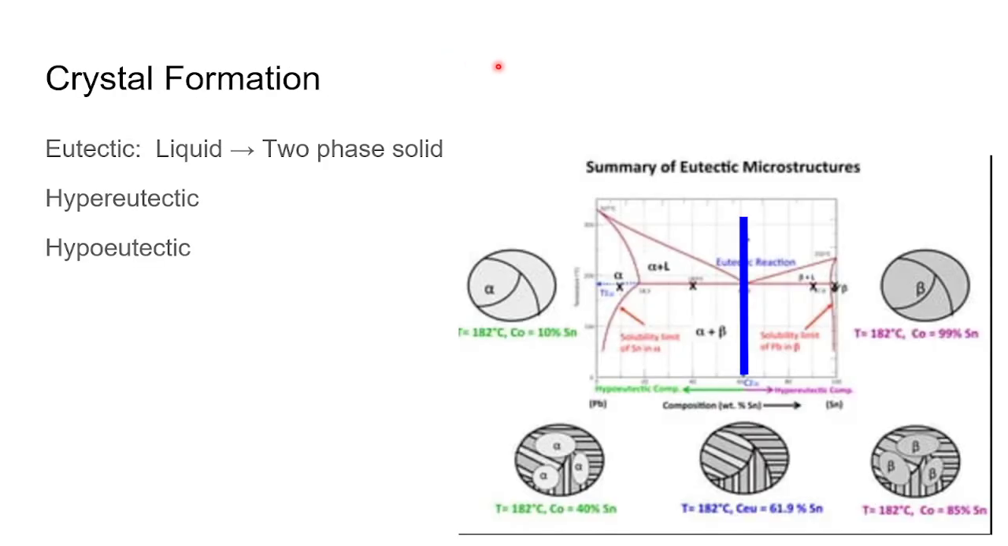Eutectic. What does it mean? The term eutectic is when the metal mixture cools down from a liquid phase into a composition of two solids.